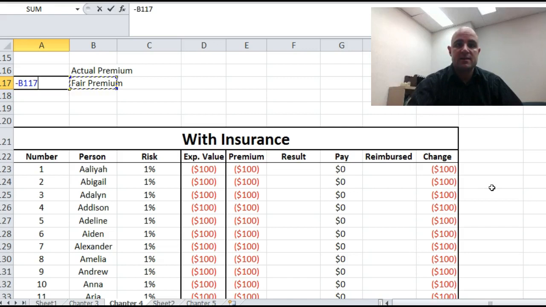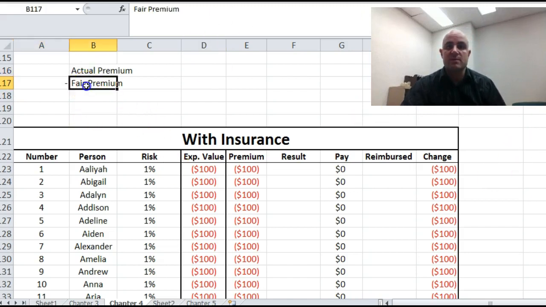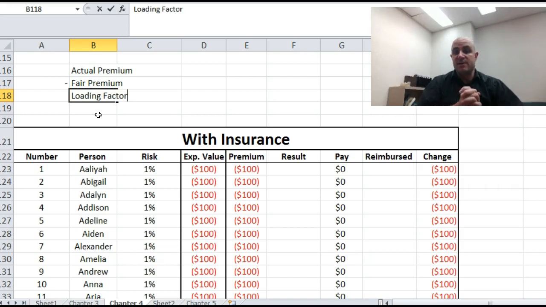So if you take the actual premium, which is what they actually charge, and the fair premium, which is the amount that they would need to charge in order to cover it, what you get is what is called the loading factor. So here, $100 is the fair premium. The actual premium may have been, let's say, $110. And so the loading factor is the difference. It's what the insurance company charges on top of their fair premium.